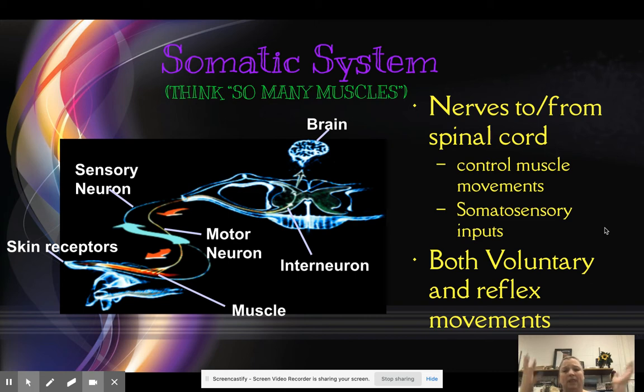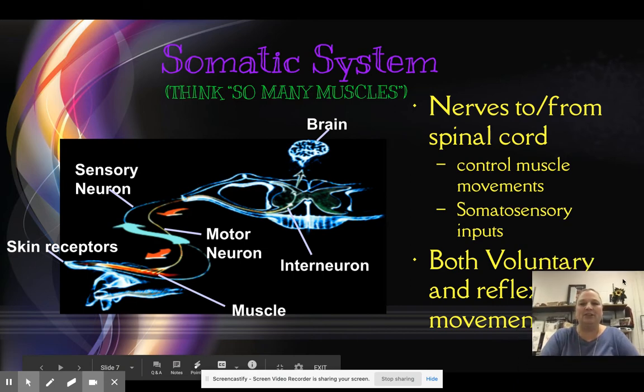And there's also reflexive movements, like when the doctor hits your knee and you involuntarily just react, or someone throws something at you and you react. That would include both of those movements. So the way to remember somatic system is, I always think somatic, so many muscles. So many muscles. I know it's silly, but for me, it works.